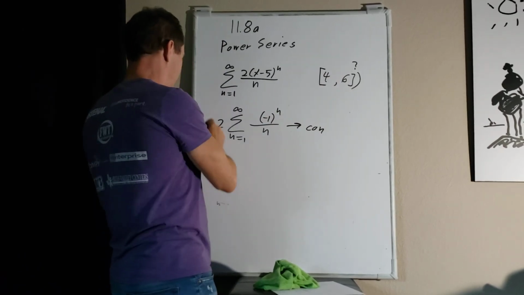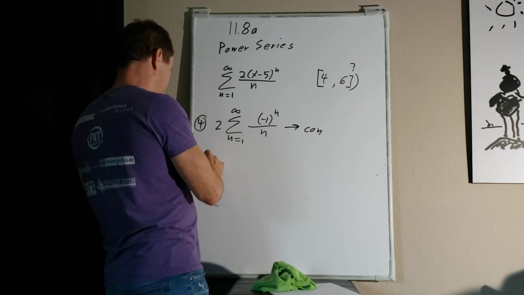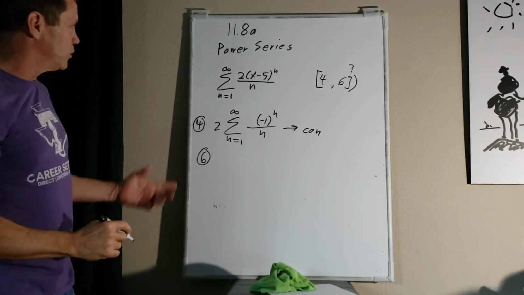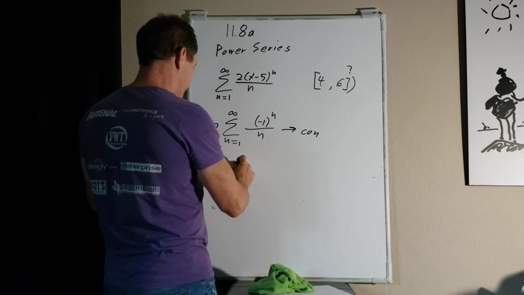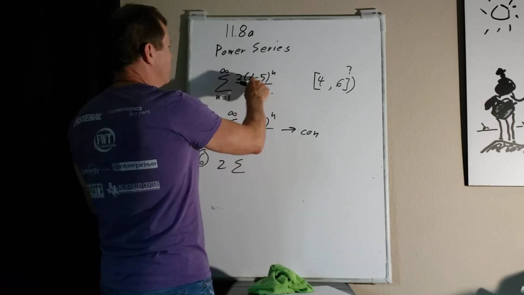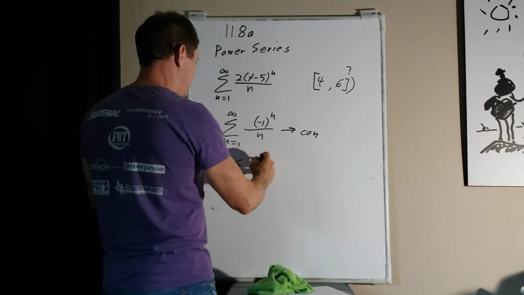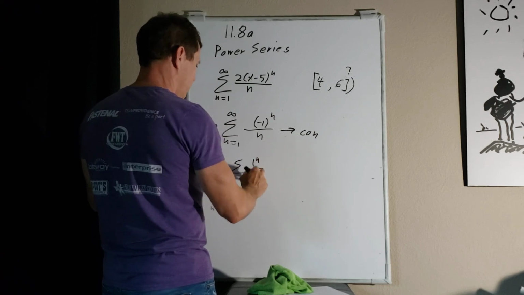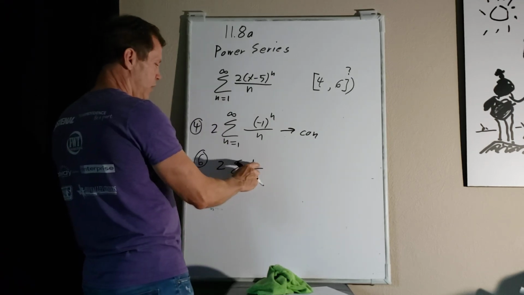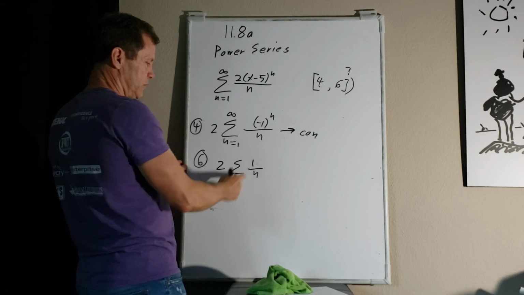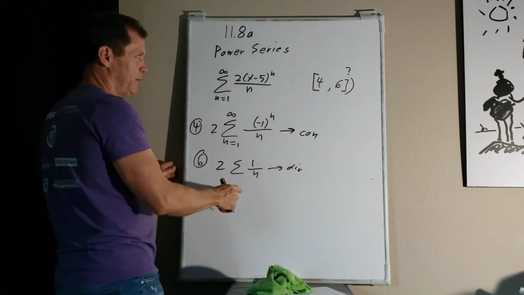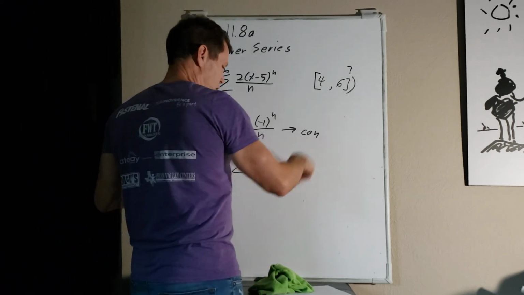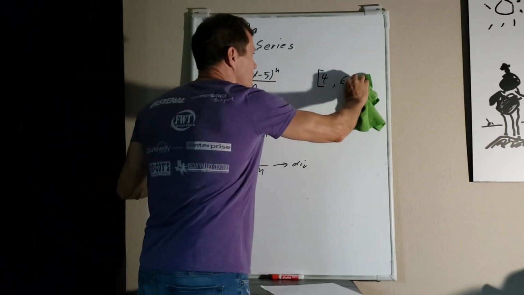Now let's check the 6 out. See what happens. When I do that, I can pull out the 2. I've got the summation of 6 minus 5, which is 1, to the n over n. 1 to the n is just 1. What does this do? The summation of this diverges. That's a divergent p-series. So what do I need to put over here? 6 does not work.